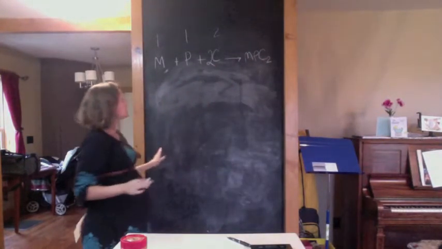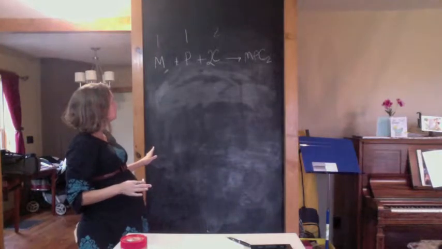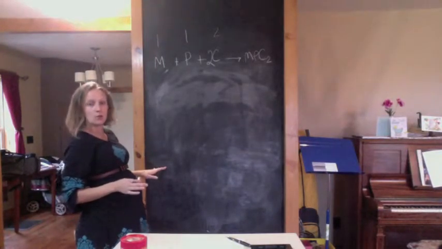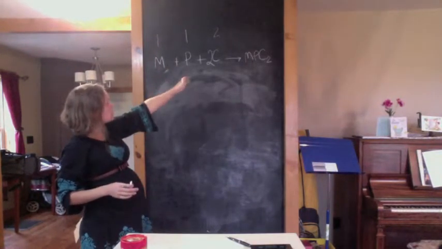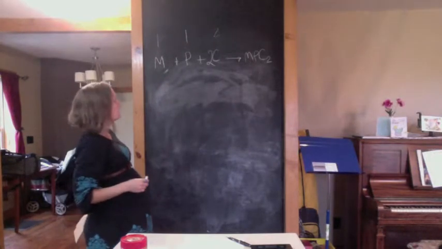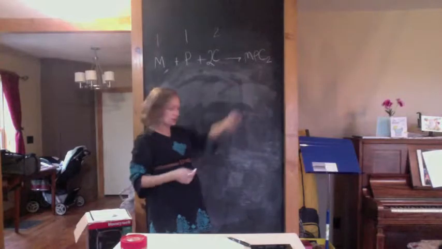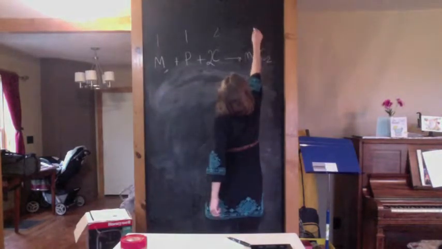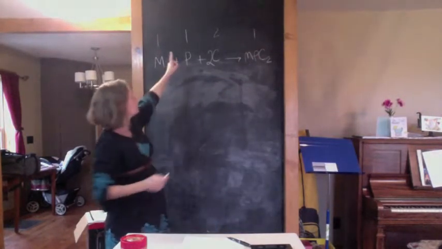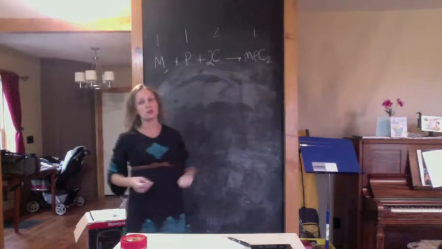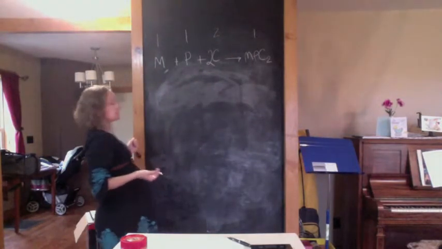So check to make sure the equation is balanced. It is balanced. You have 1 M, 1 P, and 2 C's on both sides. So what number would be out front here? It would be a 1. So we have a 1:1:2:1 ratio.